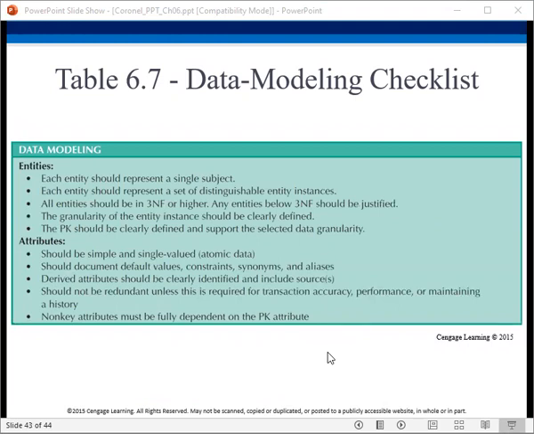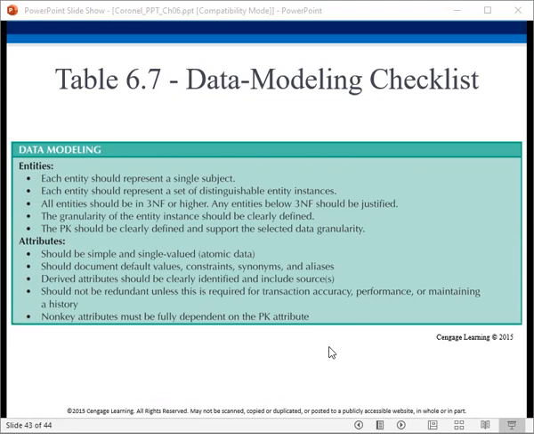Each entity should represent a single theme or a single subject. We don't want a table composed of instructor department. We want one table with instructor, another table with department. Obviously, that's, again, in an ideal world. If we run into performance issues, then we might go into an unideal situation, or less than ideal situation.